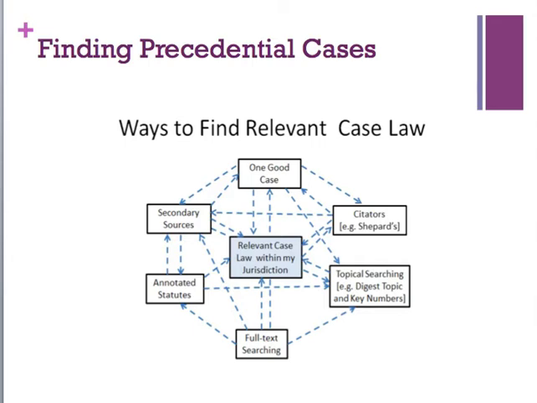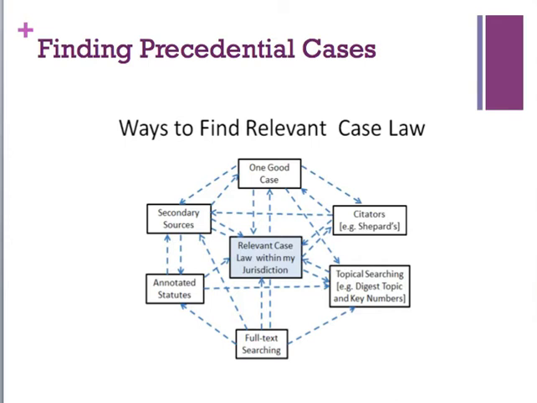Oftentimes, researchers start with the method listed at the bottom, full-text searching, but these other methods are also really helpful for finding precedential cases. Some of these methods we've already discussed, such as using secondary sources and annotated statutes to find cases. Another method that I'm sure you've probably used, but maybe didn't know it had a name, is the one good case method.